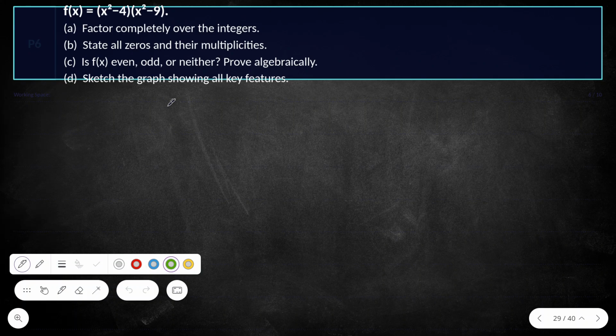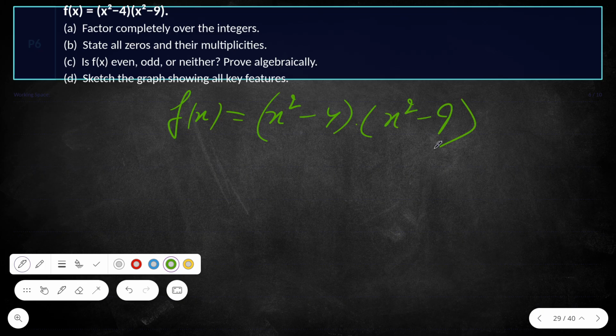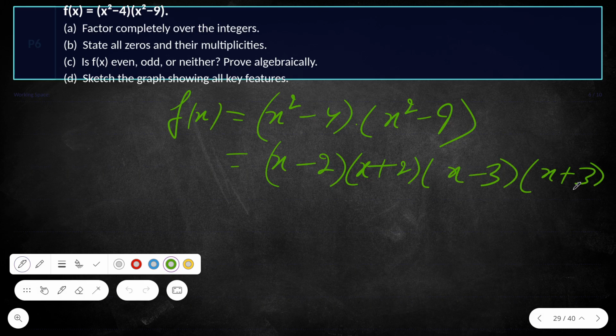So the term given in this question was f(x) is equal to (x² − 4) multiplied by (x² − 9). Initially it could sound different, but it wasn't actually. Can we see that this x² − 4 can be factorized as (x − 2) multiplied by (x + 2)? And similarly, this is (x − 3) multiplied by (x + 3). So this was the only requirement.